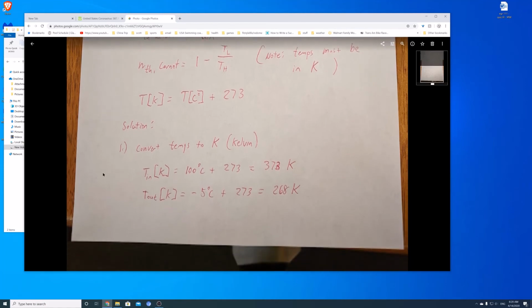So the first part of the solution: I went through and made the conversions for the input and the output. The input is really just the high temperature, and here's the low temperature. I used a different notation here, but it is essentially the same thing. This is our high temperature, and this is the low temperature.